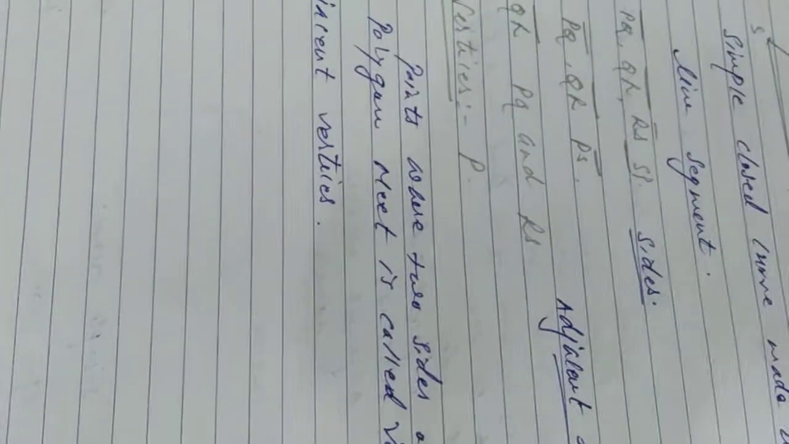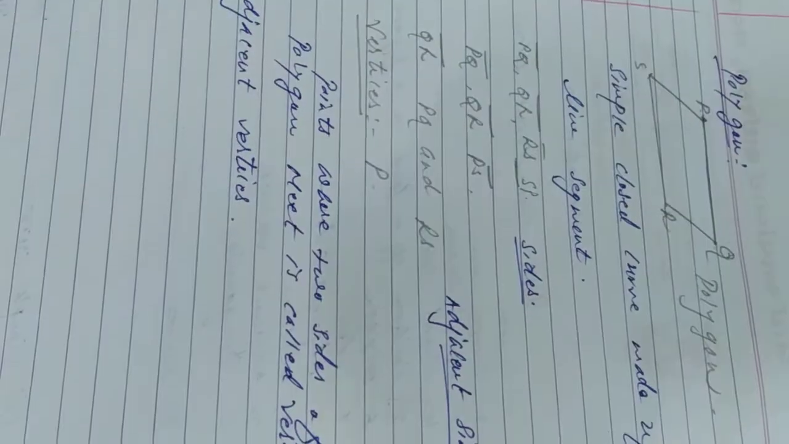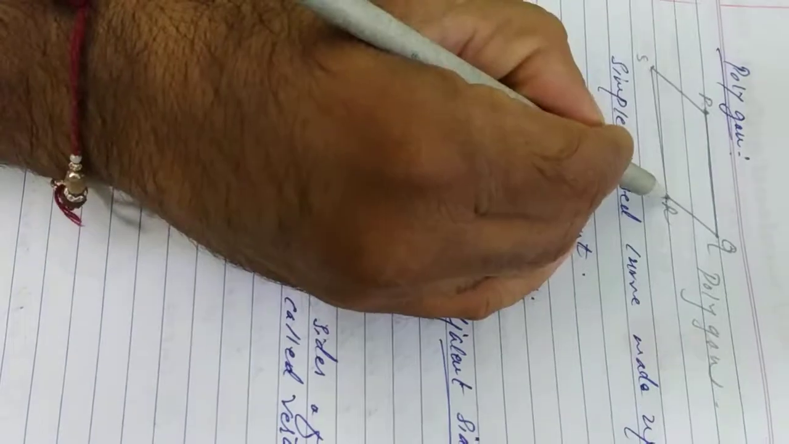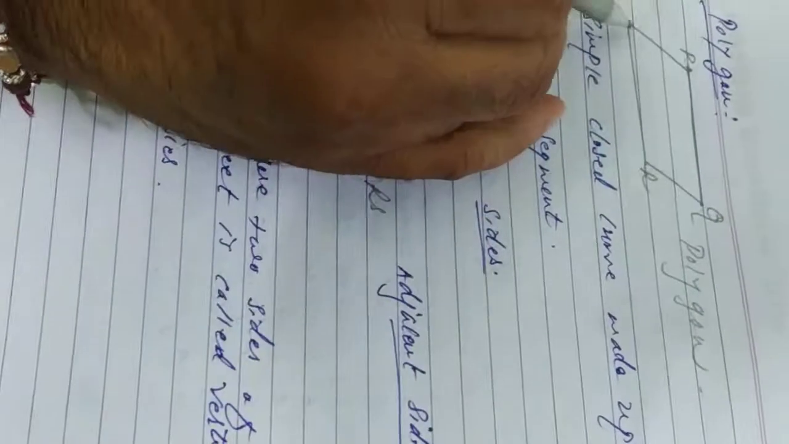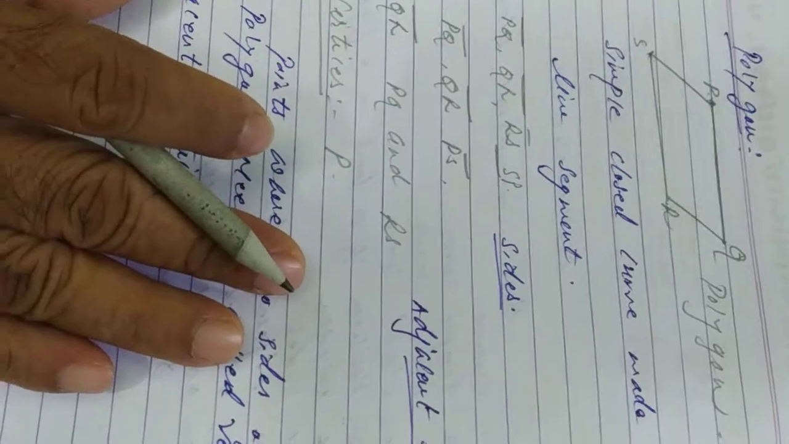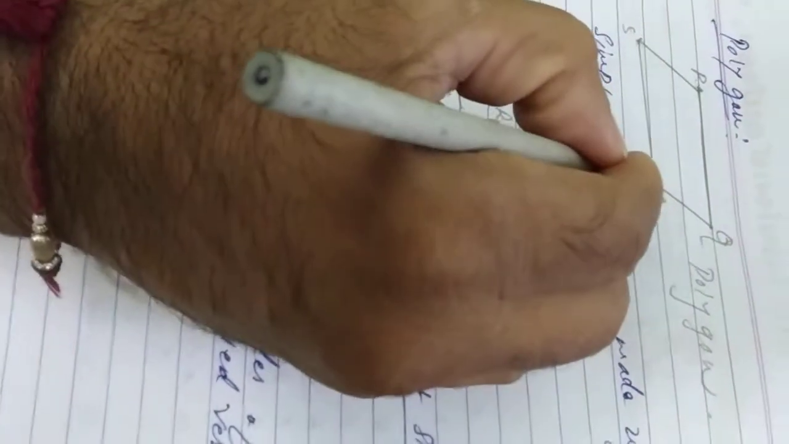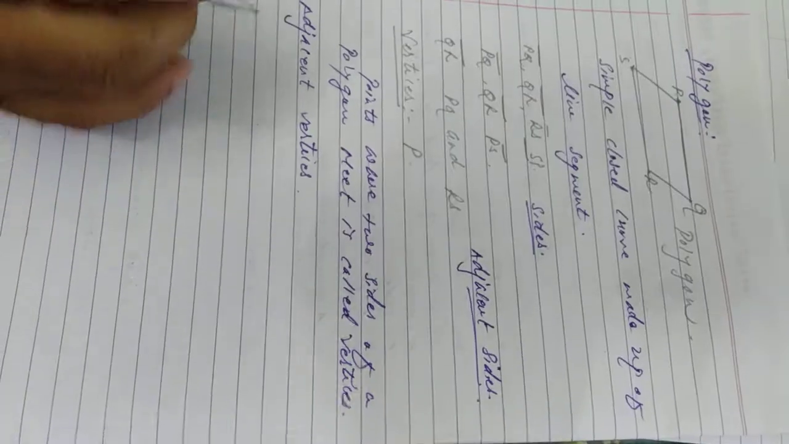Now then, adjacent vertex. As with adjacent sides, there are adjacent vertices. See which are the endpoints of line segment SR and line segment SP. S, right? So we can say S is a vertex, right? As well as RQ and RS. Which is the vertex? R. Understood?